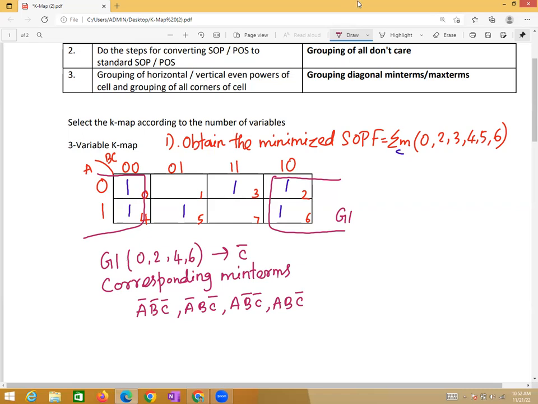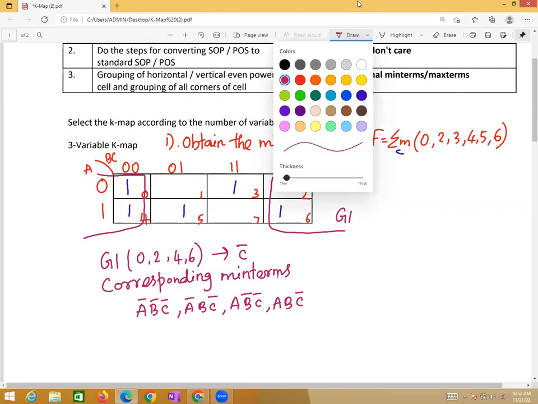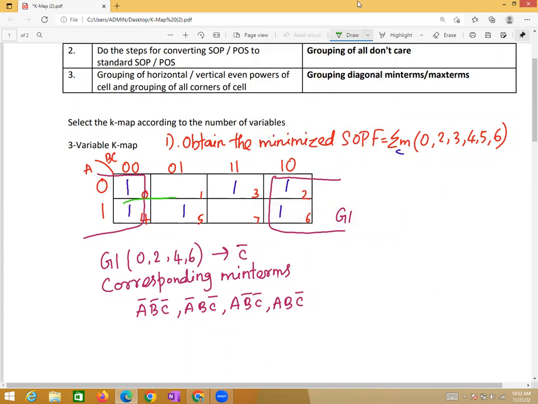So the next grouping is here. The quad grouping is already completed, and next is called pairing. This is your group number 2, that is, pairing of 2 cells. It is called G2.